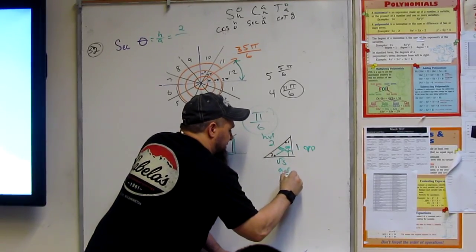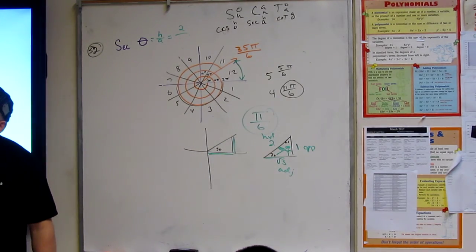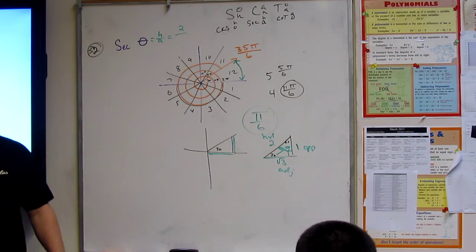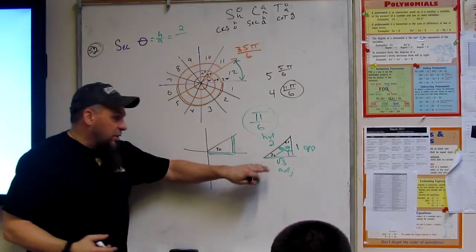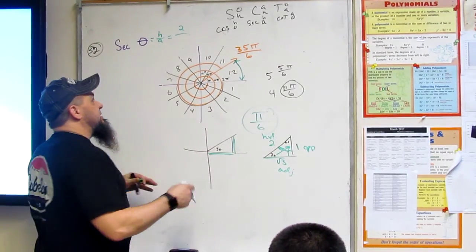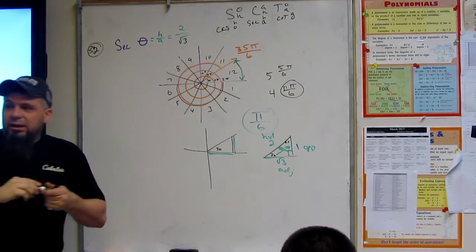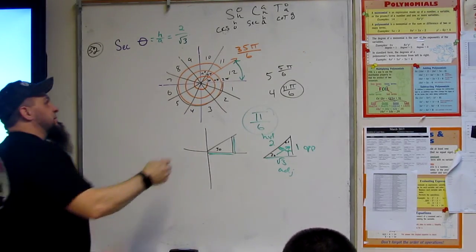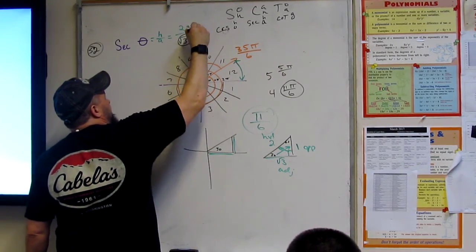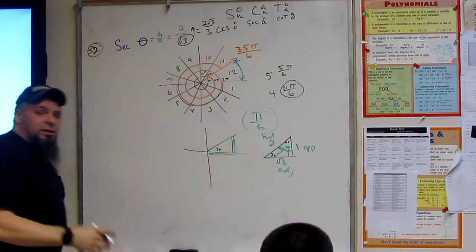This is adjacent. This is the side touching the angle and the right angle. So it's really important that we know how to find hypotenuse, opposite, and adjacent. Because that's the key. So that's square root of 3. And then watch how easy this is. Take it up. So I got 2 square roots of 3 over 3.